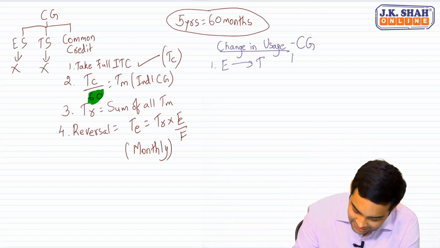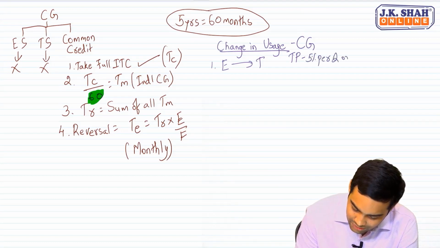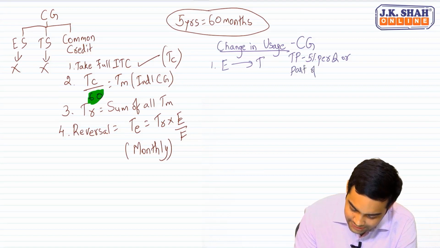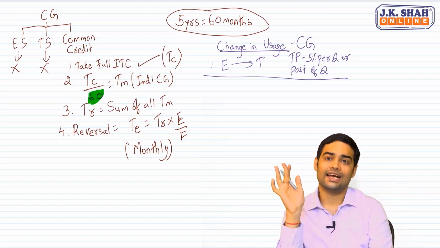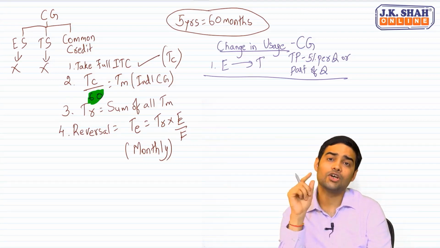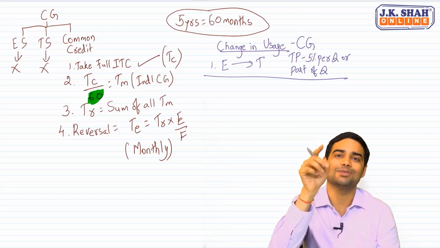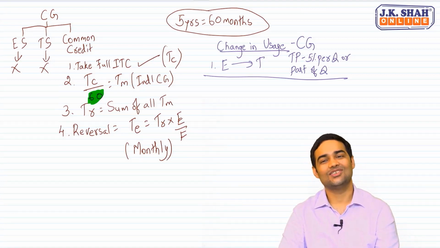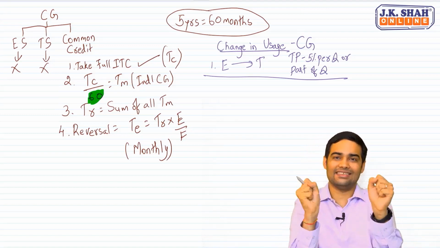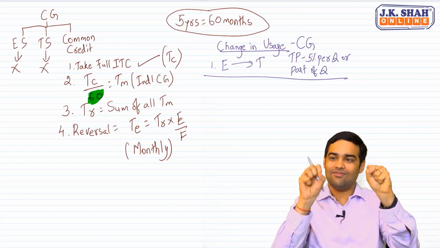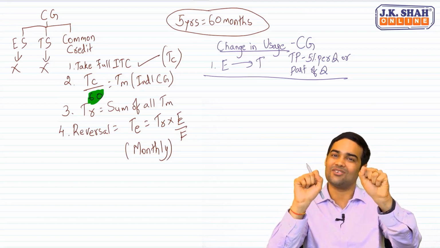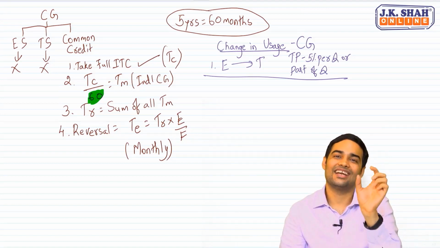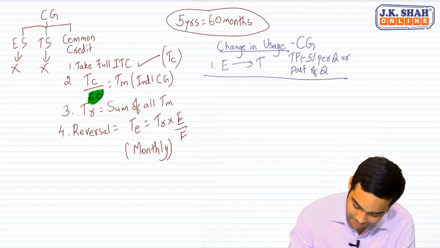How much? Tax paid minus 5% per quarter or part of the quarter. This much you can take ITC. Why are you removing 5% per quarter? Because to that extent it was used for exempt supply. So if I were to break this, tax paid you get ITC and 5% per quarter or part of the quarter you reverse. So net you take tax paid minus 5% per quarter or part of the quarter.